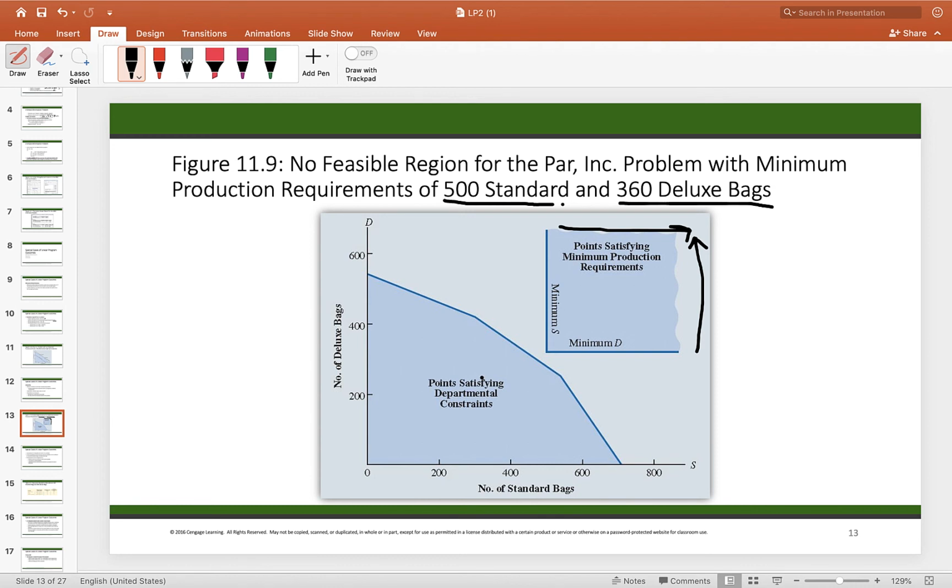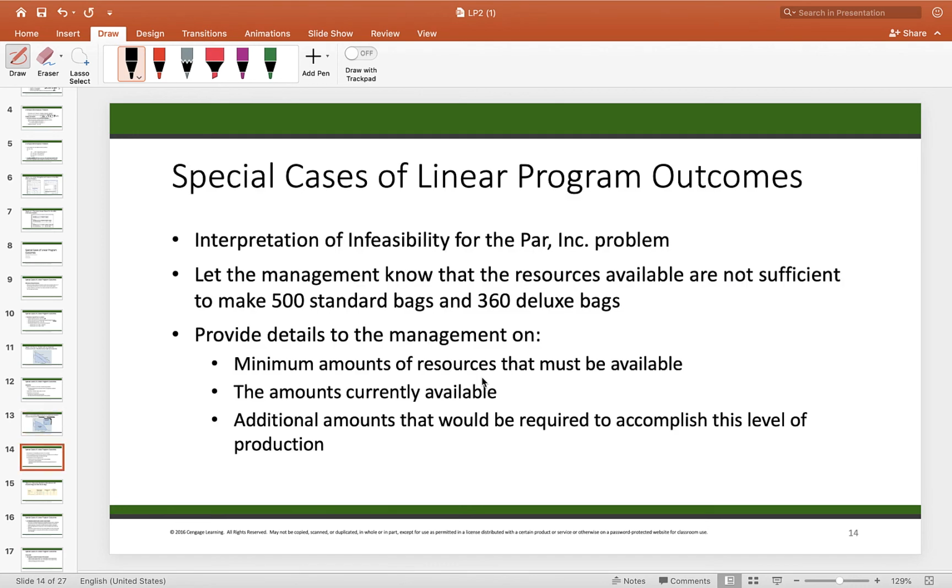So what do we do in this case? Why did that occur? And what can we do? I guess that's going to be the question. So let's have a look. So basically, it could be that you don't have sufficient resources. And that's what it looks like in this particular problem that we're working on. And we could make the management aware. We don't just give up. We can make the management aware and tell them, look, this worked before you put on the constraints of requiring 500 standard minimum and 360 deluxe bags minimum.